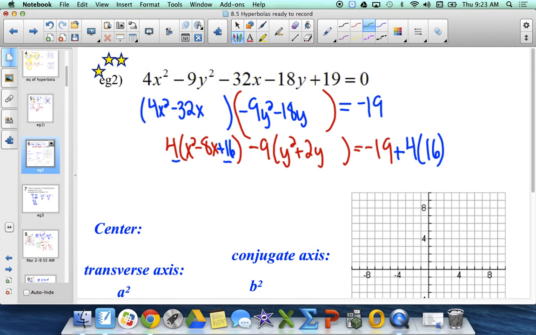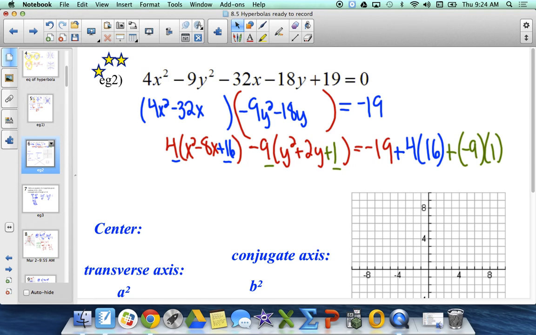Then half of 2 is 1. 1 squared is plus 1. But we're not adding 1. We're adding negative 9 times 1.